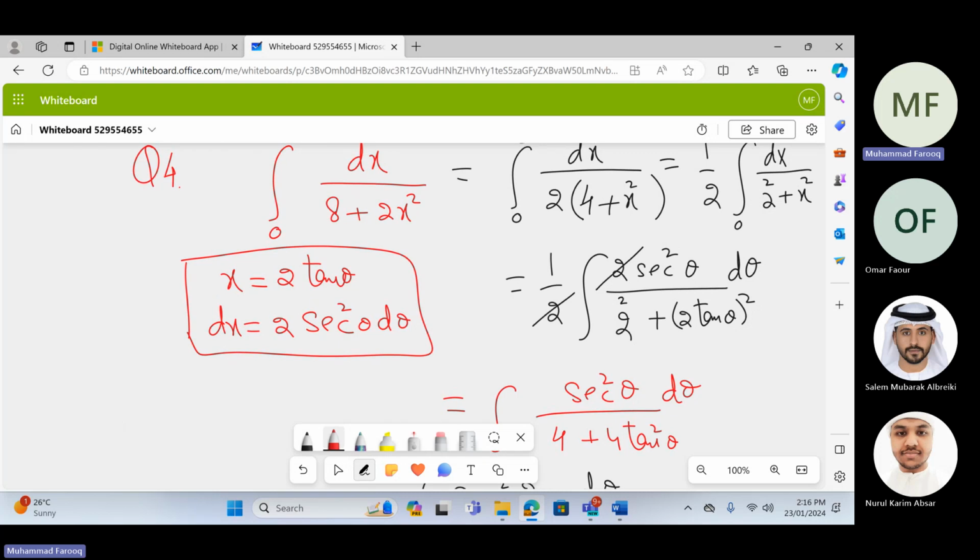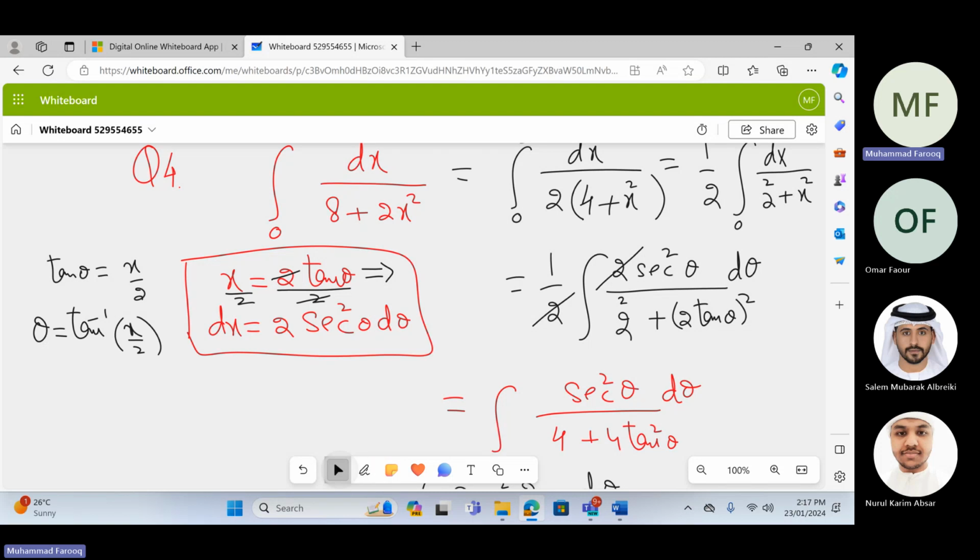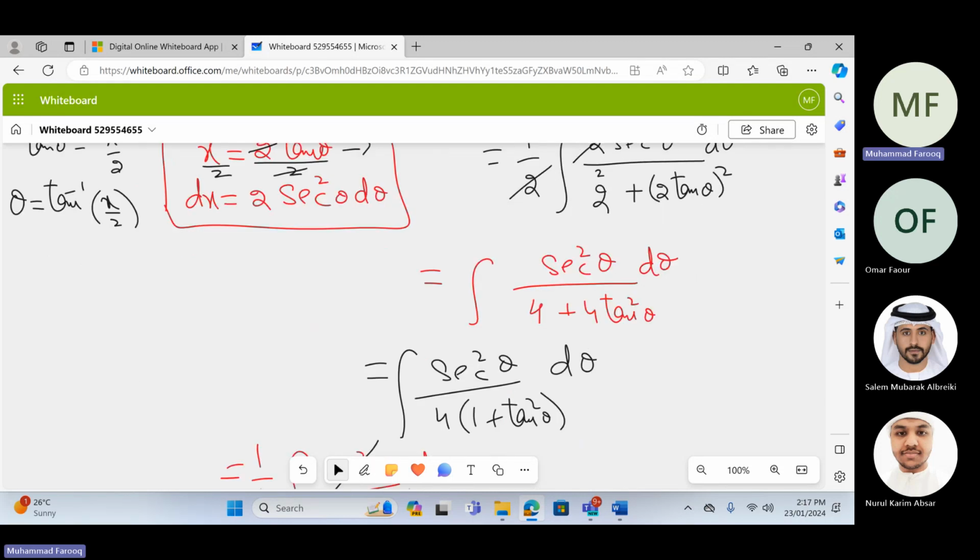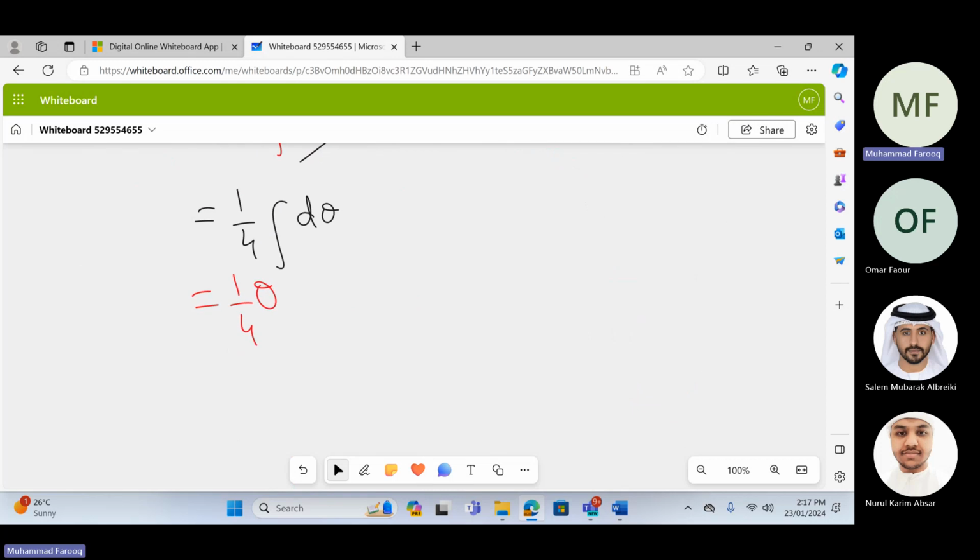From here, if I need theta, I have tan theta equal to x by 2, right? Divide both sides by 2, this cancels out, so you have tan theta equal to x by 2. I need only theta, so it becomes tan inverse of x over 2. Please put this theta value in the question now. So theta is tan inverse x by 2.